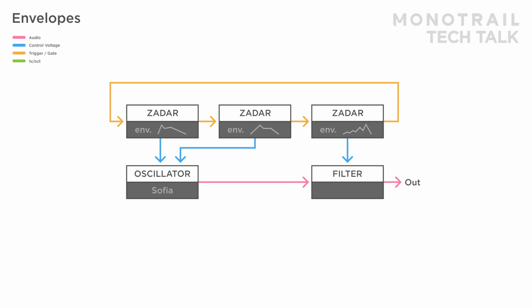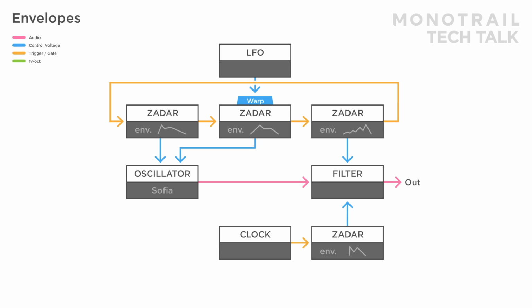The second envelope has its warp modulated by an LFO to add some motion to the modulation loop. And again, a 4th envelope is added modulating the filter. This one is triggered by a clock to add fast, steady movement.